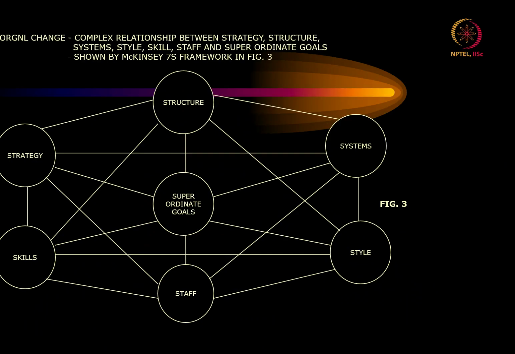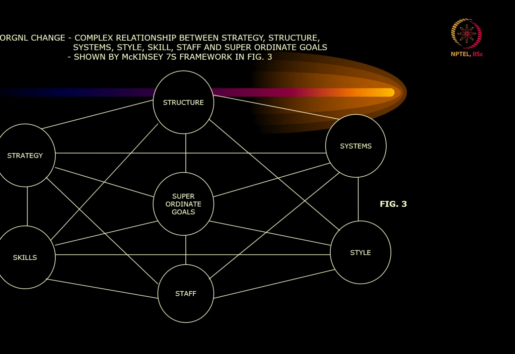It gives you the complex relationship between strategy, structure, systems, style, skill, staff and superordinate goals, given by this company McKinsey. You can refer to the strategic management book also, which gives you great detail. So, what is this? If you look at this, you have all these 7 S's put with interlinkages in this diagram.